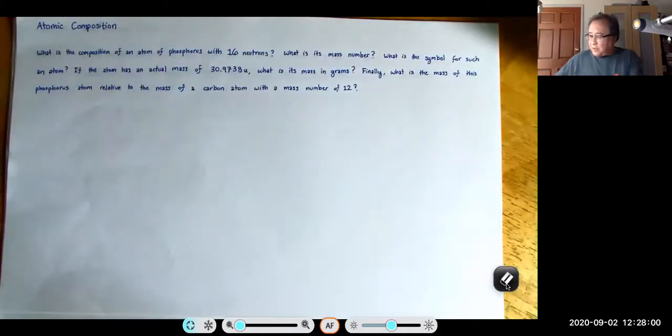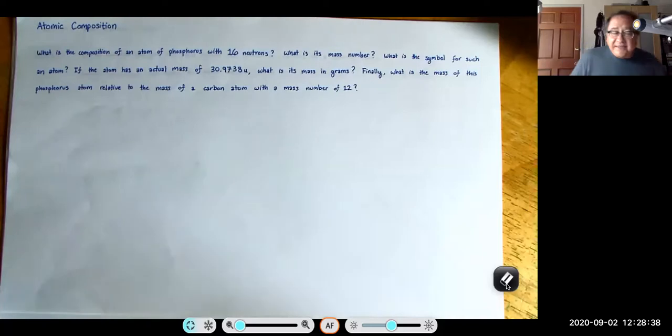Okay, so here's a problem from the book that has been copied. What is the composition of an atom of phosphorus with 16 neutrons? What is its mass number? What is the symbol for such an atom? If the atom has an actual mass of 30.9738 U, so there's that abbreviation for atomic mass unit, what is it in grams? And finally, what is the mass of this phosphorus atom relative to the mass of a carbon atom with a mass of 12?